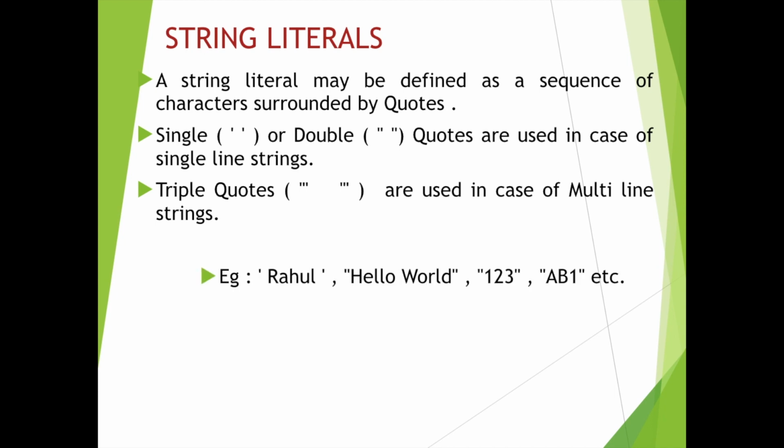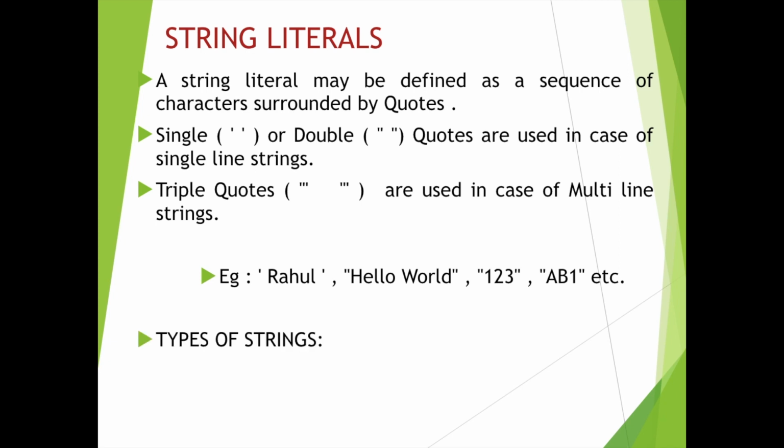For example, examples of strings are like Rahul. If we enclose Rahul within quotes, then this is a group of characters, so it will be called a string. Hello world, 123, AB1 etc. Now some of you might have this question that 123 is a number, but why am I saying it to be a string? See, anything enclosed within quotes will be referred to as a string only.